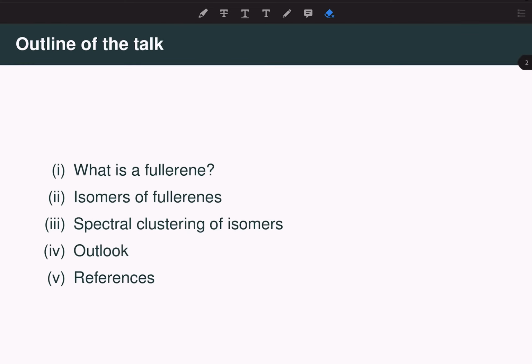What I want to present you here is, first I will explain what a fullerene is and what mathematical model we use for it. Then I will explain briefly what an isomer of a fullerene is, and then based on this definition the need of a clustering system arises naturally, and I want to present you some results of ours. And then I will give you an outlook on what has to be done in the near future.